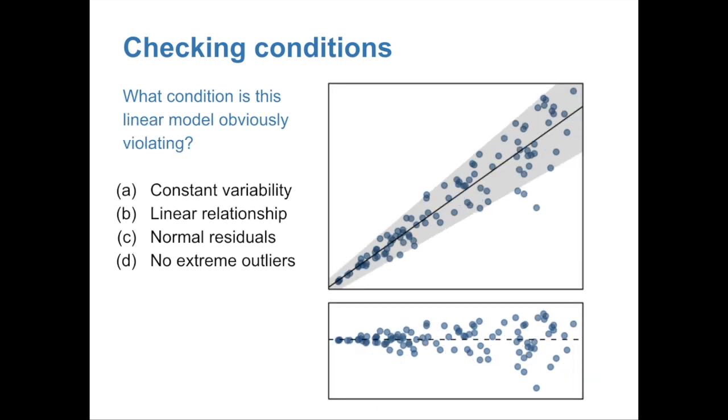How about here? Which condition is the linear model obviously violating? The top is the scatter plot and the bottom is the residuals. If you said constant variability, you're correct. Notice at the bottom it's kind of close to the line, but then as we move up into the right, our variability gets wider.